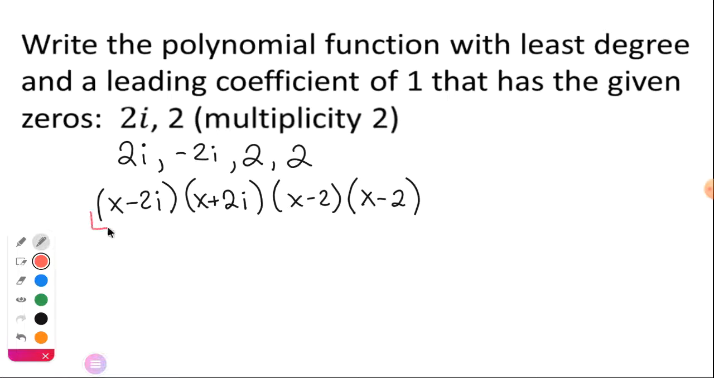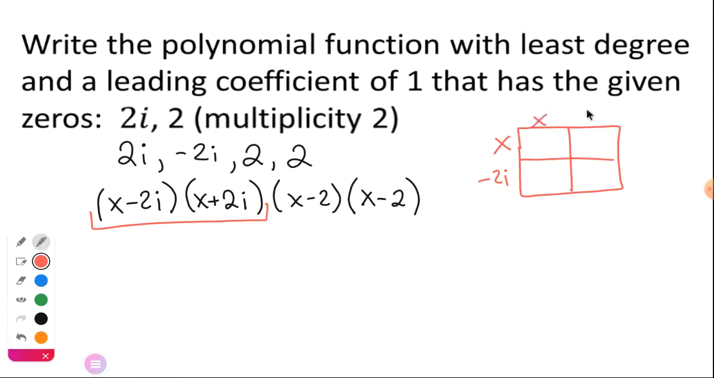So first 2, I'm going to multiply. That's going to be a 2 by 2 box. So I get x and a negative 2i, x and a positive 2i. Multiplying these together, again, please pause the video at any time so that you can try these problems. X times x is x squared. We get 2ix, negative 2ix, negative 4i squared.